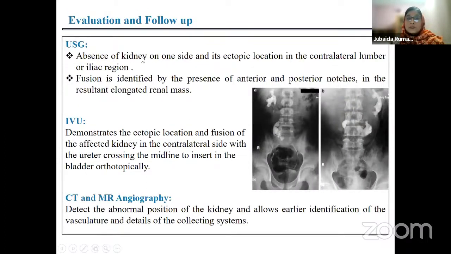For evaluation, ultrasonogram is the first and a very important tool. We can find the absence of a kidney in the usual location and its presence in the contralateral lumbar or iliac region. Fusion is identified by the presence of anterior and posterior notches, and it can result in an elongated renal mass that can be seen on the ultrasonogram. Intravenous urography demonstrates the ectopic location and fusion of the affected kidney on the contralateral side, with the ureter crossing the midline and inserting into the bladder orthotopically. The picture is showing it very clearly. And CT and MR angiography can detect the abnormal position of the kidney and allow earlier identification of the vasculature and details of the collecting system.